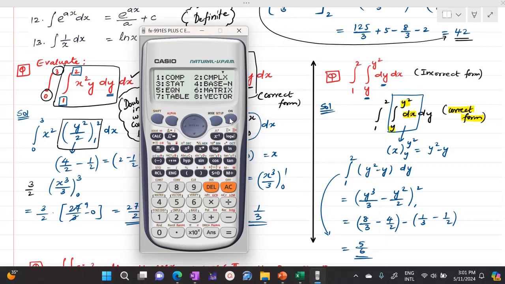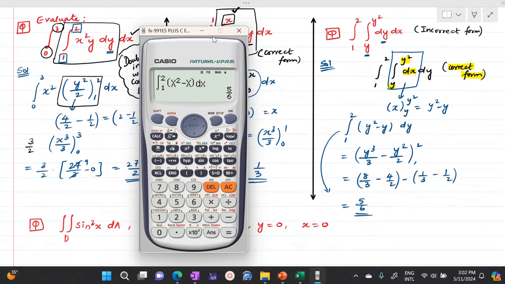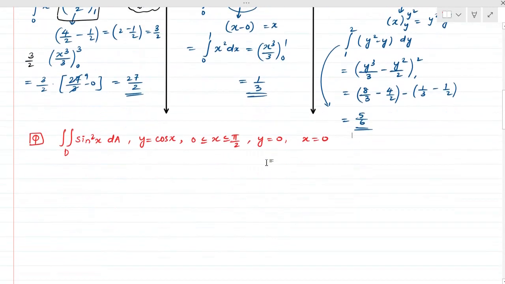So it is integral, bracket open x power 2 over 2 minus x, bracket close, and the limit you have to put 1 to 2. So the answer is 5 over 6. That's it. Now you can do all the problems in a similar way.